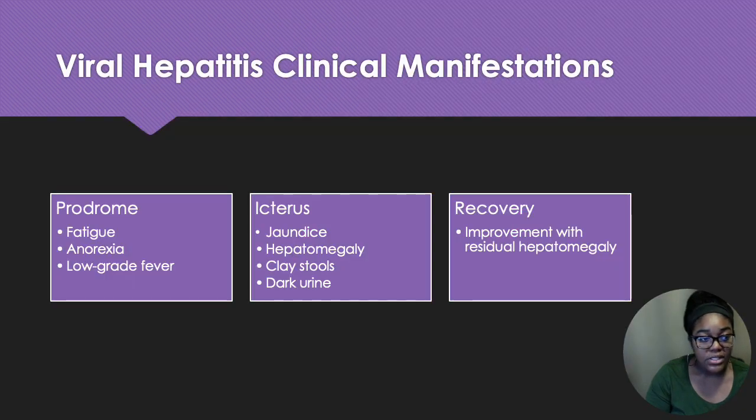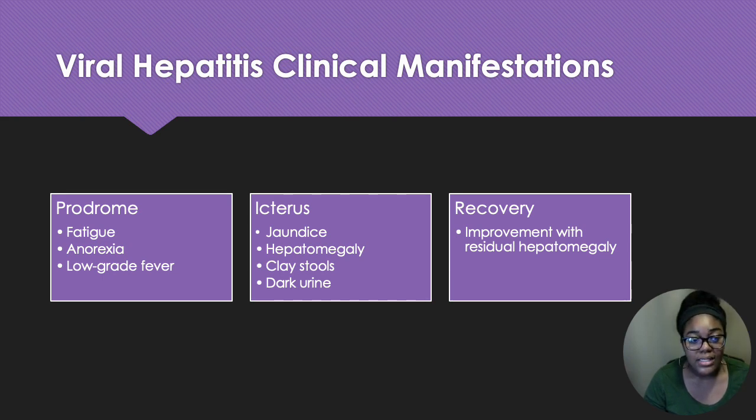Clinical manifestations: we have the prodrome stage, which is generalized manifestations. You have icterus, which is the equivalent of your acute clinical illness. And then we have recovery, which is the equivalent of convalescence. So prodrome, this is your generalized symptoms. You have fatigue, anorexia, low-grade fever.